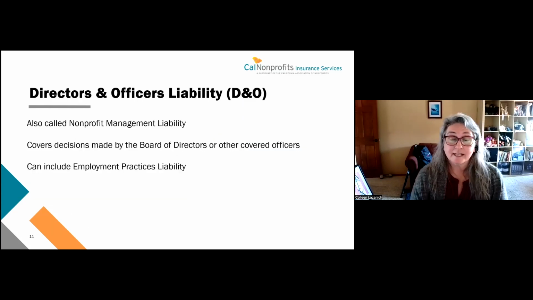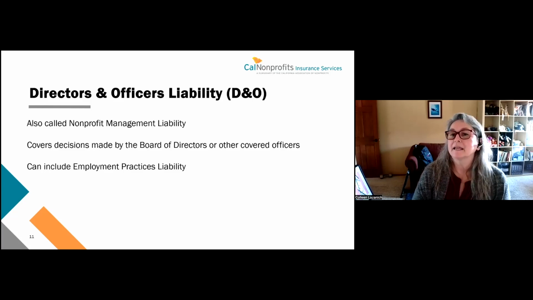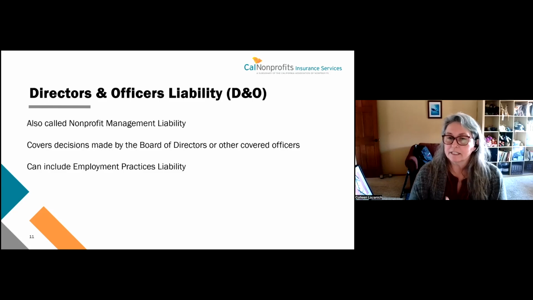Directors and officers liability, I mentioned this is often purchased even before general liability because you have to form a board, and once you've formed a board, you want the board members to be protected for decisions made by the board members or other covered officers. It's sometimes called nonprofit management liability. That is really just covering the decisions of the board.